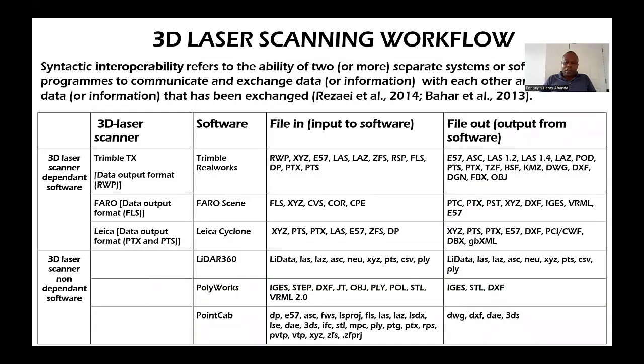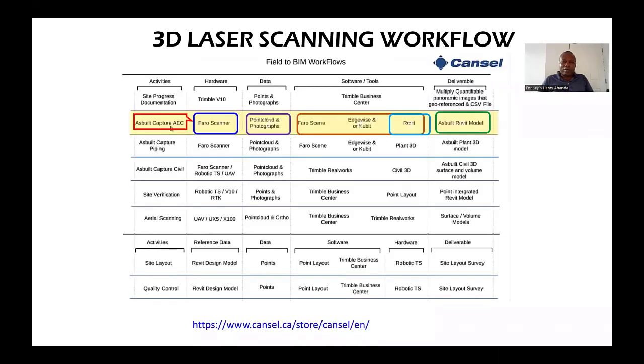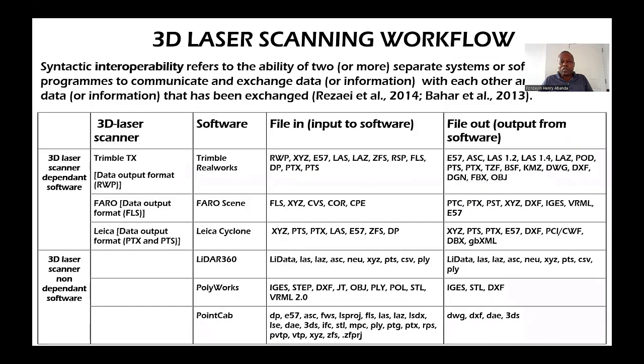Yeah. So remember here, we mentioned something about software tools. For us to be able to move our point cloud from Faro to any of the software, be it FaroSim or Edgewise or Revit, the two software need to be able to communicate, need to be able to talk to each other. So I'll have to define another concept here called syntactic interoperability. Syntactic interoperability here in a nutshell refers to the ability of two software programs to be able to communicate and exchange data with each other.